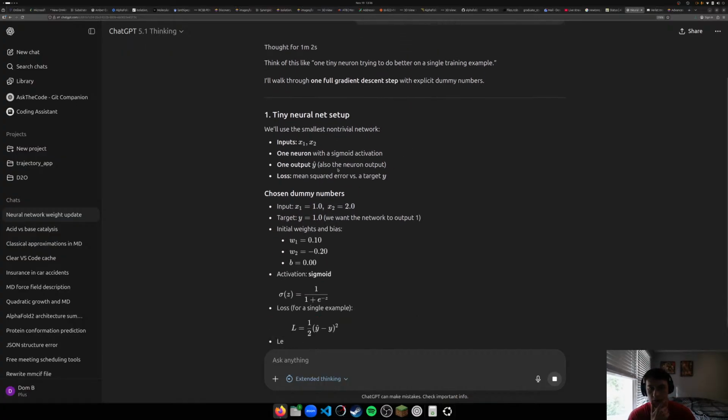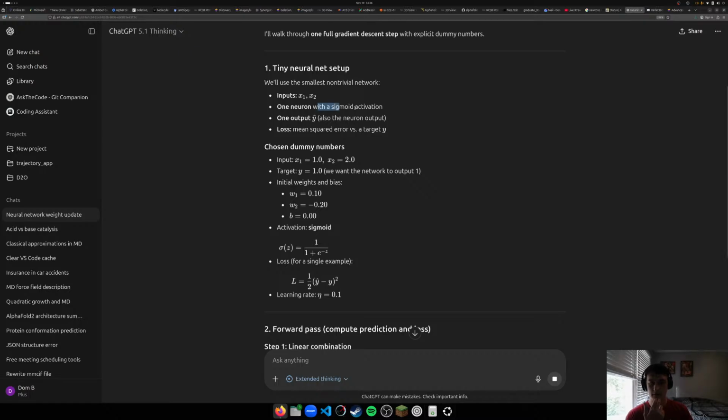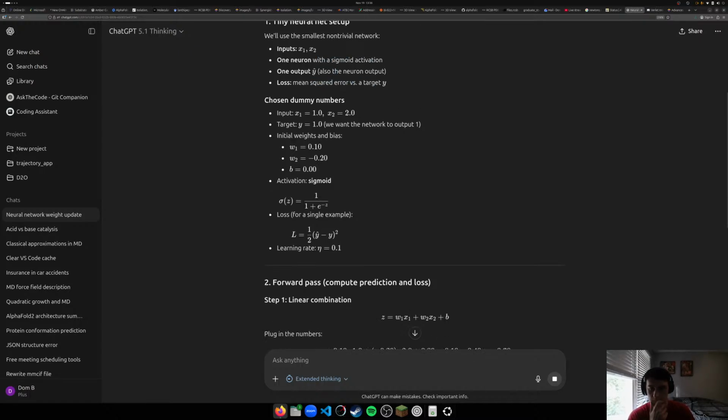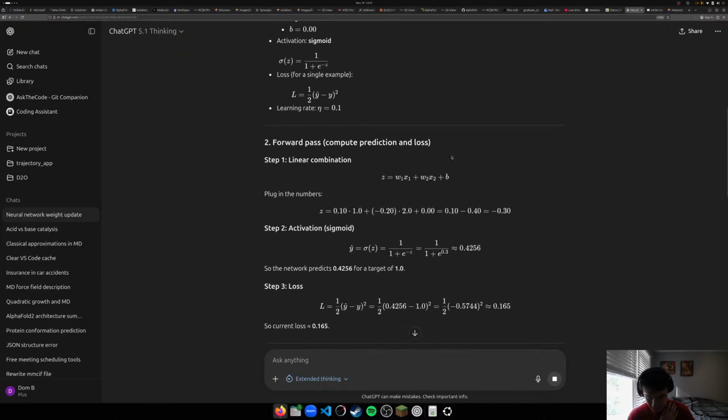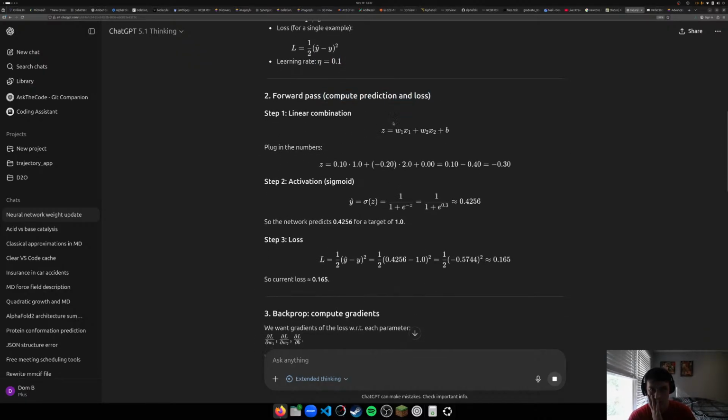Smallest non-trivial network. X1, X2. One neuron with sigmoid activation. Okay. Input, target 1. We want the network to output 1. Initial weight and bias. Boom. Activation sigmoid. The loss is mean squared error. Okay. So the forward pass is a linear combination.